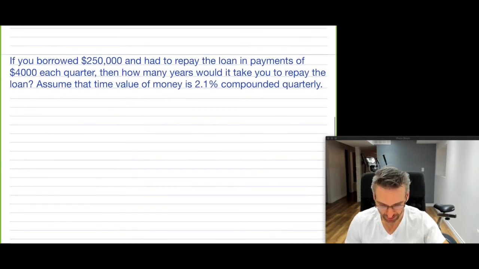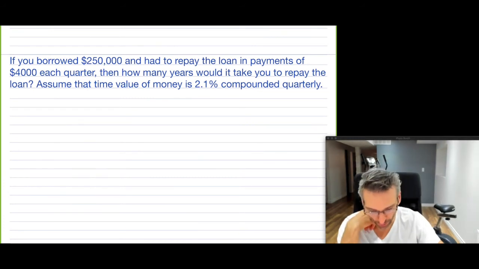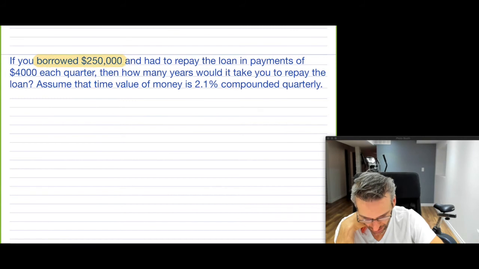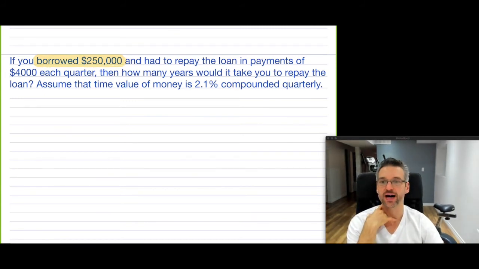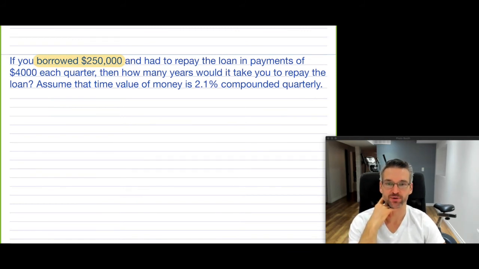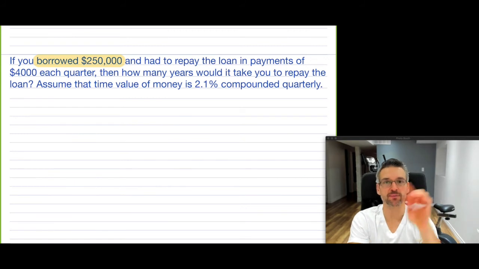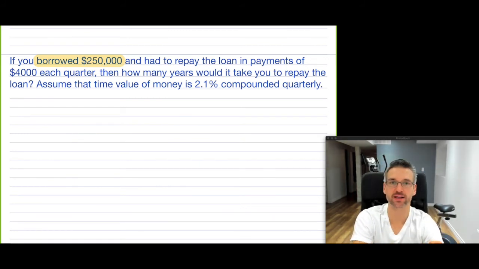All right, so let's take a look at the example, and let's write down the givens. If you borrowed $250,000, so that is the present value, and had to repay the loan in payments of $4,000 each quarter, then how many years would it take you to repay the loan? That's the question. Now assume that the time value of money is 2.1% compounded quarterly. You should know what that means from compounding. Keep that in mind. Maybe I'll put a link up above to the compounding playlist if you're interested.